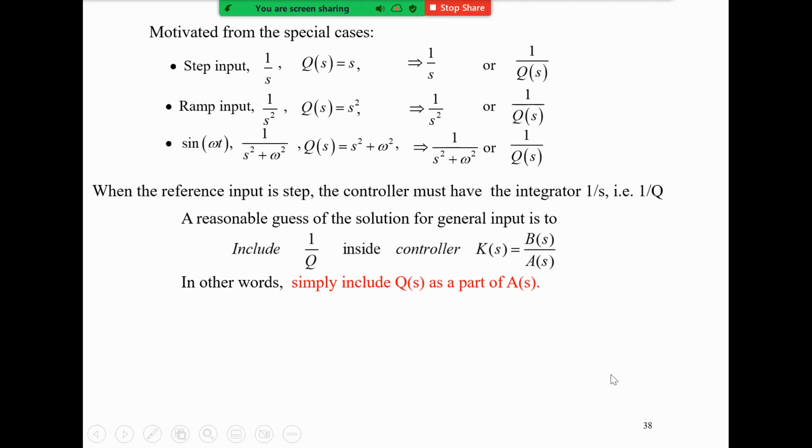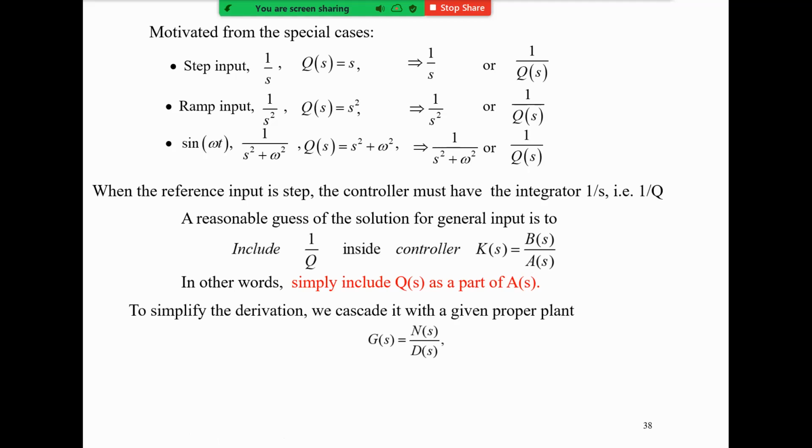That is our guess of the solution. We are going to prove that this will solve the problem. So this will be the key to solve the servo problem. We want to make the error go to 0. How are we going to cancel out those unstable factors in the reference signal and the disturbance? We say we have to include those unstable factors inside the controller. Specifically, Q has to be a part of the denominator of your controller. That will be the solution.